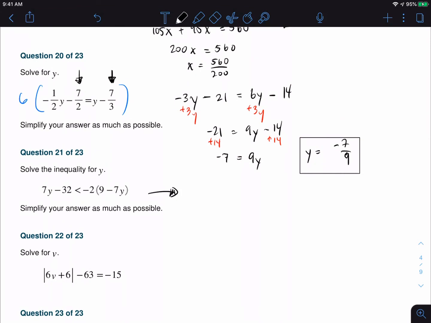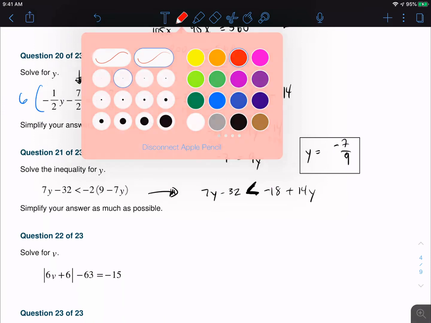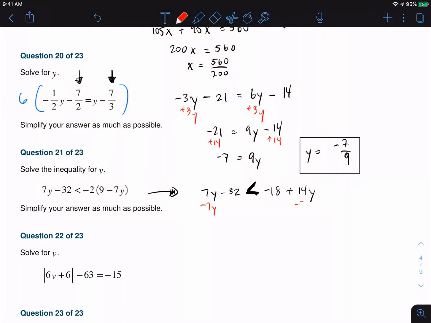So for this problem, the first thing I'm going to do is distribute. So I'm going to get 7y minus 32 is equal to a negative 18 plus 14y. Right? Is it going to be equal to or less than? Does that matter? Yeah, it does matter actually. Thank you. It should be less than. I can't just change the operation.